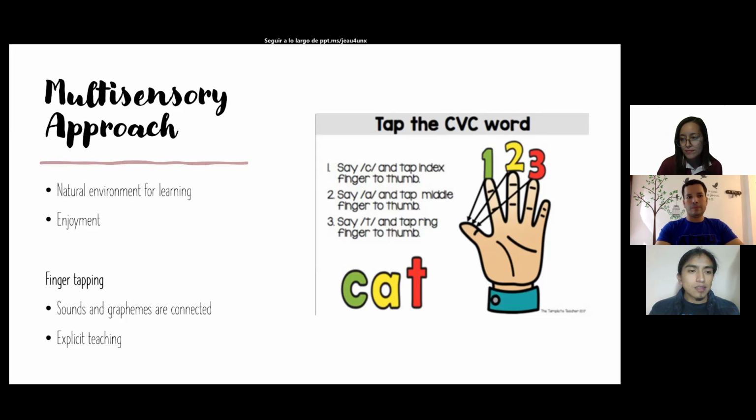Finally, the last benefit we think that the multisensory approach can give to our students is that by making use of different tools, it can provide our students with more paths of information because different body senses are involved in the instruction of phonemes. In our case, we are using the finger tapping technique in order to show our students that sounds and graphemes are connected.